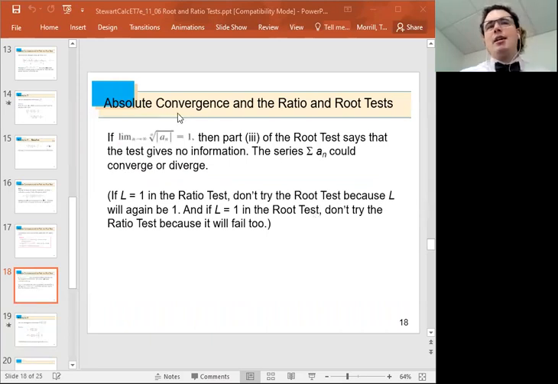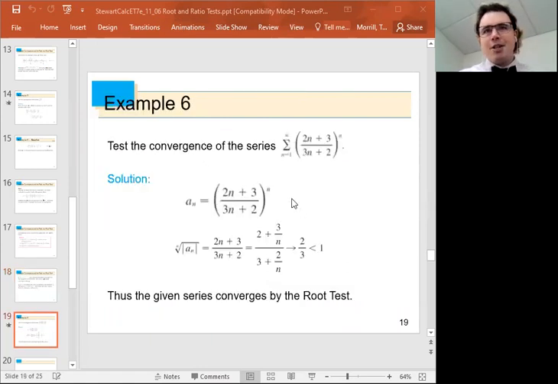So if the limit of the nth root of the absolute value of the nth term equals 1, then we would need more information, and actually the root test would also not work here. So this is most useful when we are taking a series and the nth number in my series is something that I already know is an nth power.